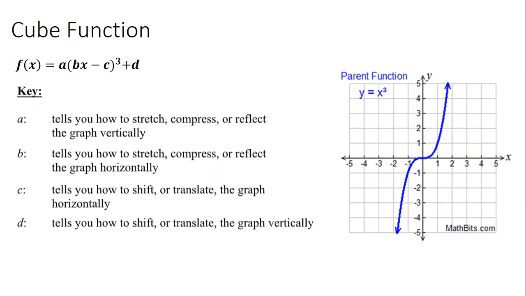right? B tells us how much to stretch, compress, but horizontally. C tells us if it's a horizontal shift, so whether we're going left or right. And D tells us how to shift vertically, so whether we're going up and down. I didn't mean to say that for C, okay? So key things to remember, that's what each variable represents. Yes? Has it changed at any point this year? No, it has not.